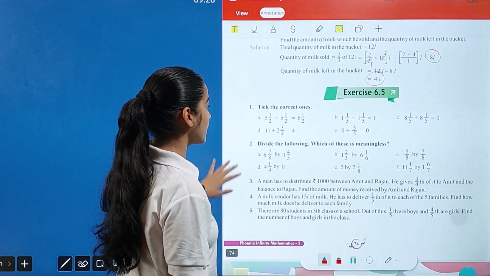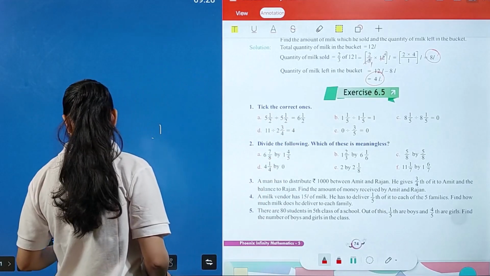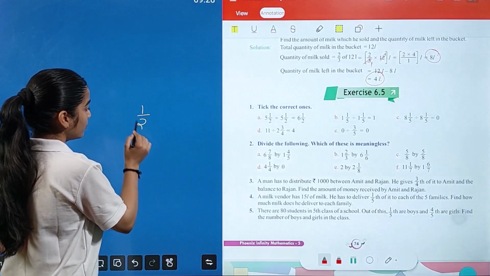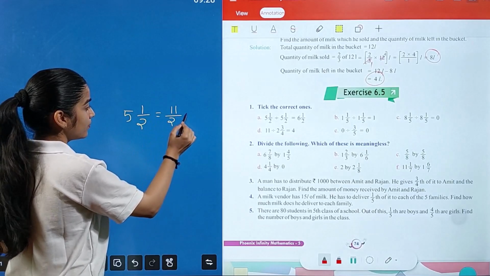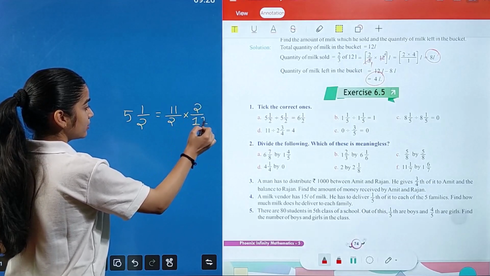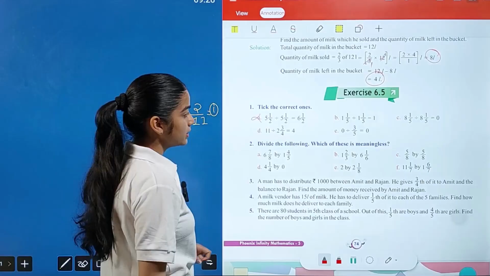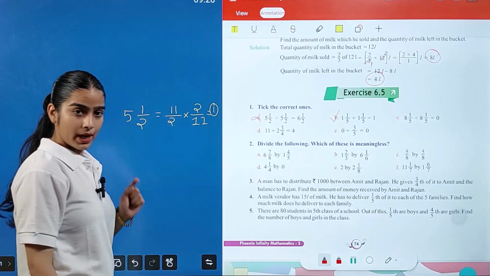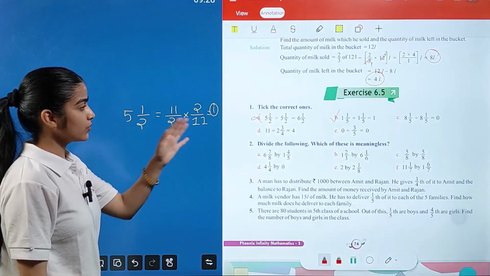Okay. Now we move forward to our exercise 6.5. Tick the correct one. So we have to check whether this is correct or not. First we have to convert this, 1 upon 2 and 5. 5 twos are 10 plus 1, 11 by 2 multiplied by 2 by 11. So we will get 1 as your answer. So this is wrong and this is right. You have to check it by converting into improper fractions and taking the multiplication operation, and you will get your answer.